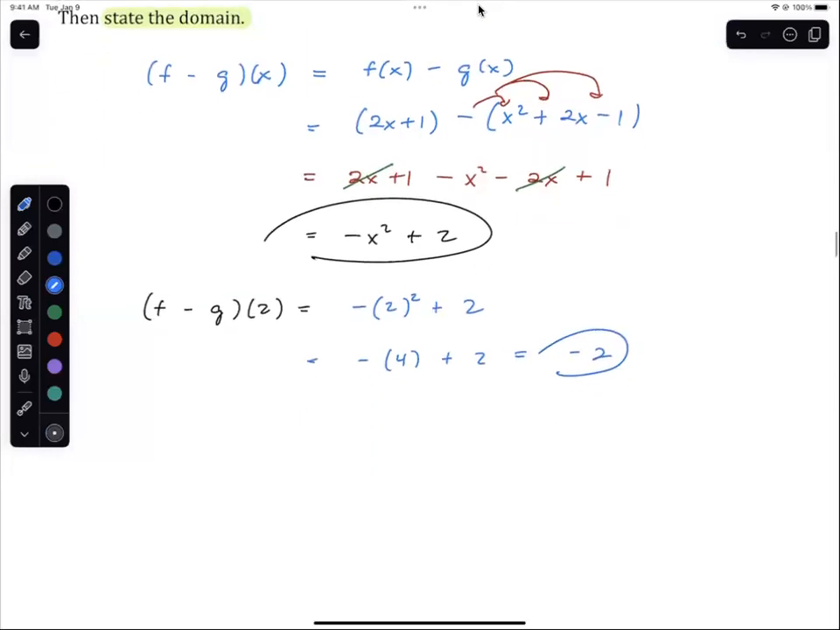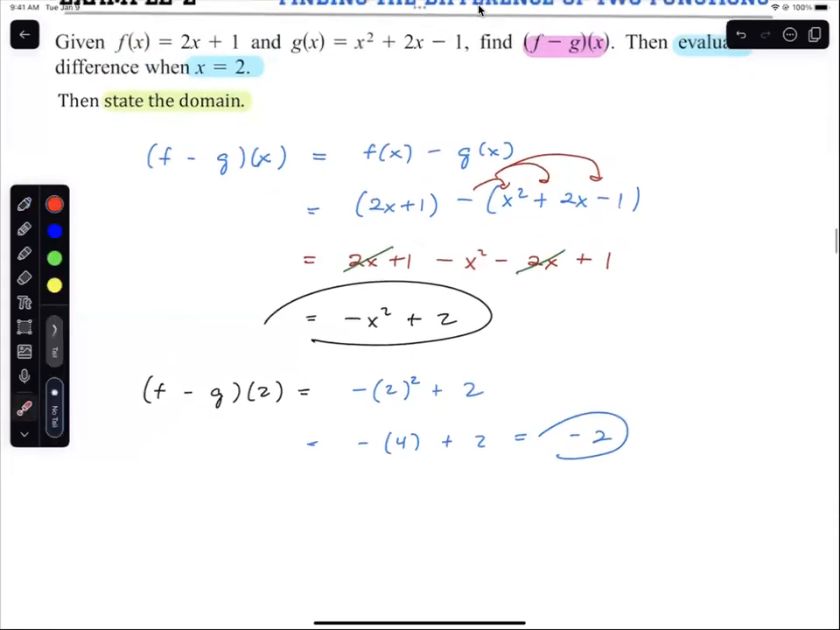Then the domain. So again, same two functions, so all real numbers, all real numbers. So their domains, when they overlap, all real numbers and all real numbers means that there really is no restriction. So the result of this means that the domain of f minus g of x is going to be negative infinity to infinity.